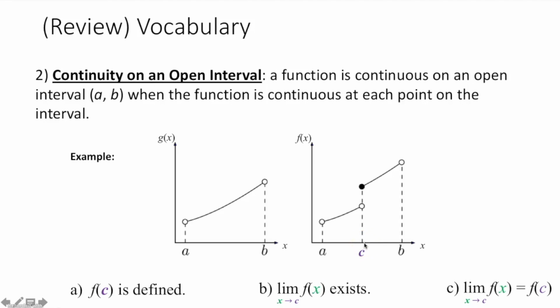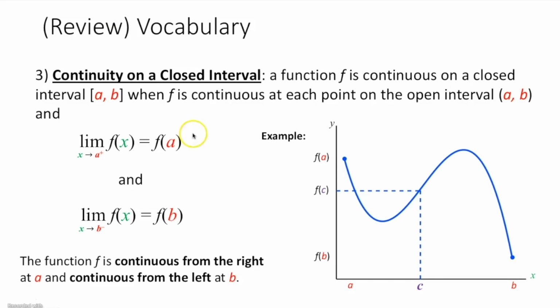Here, we see that f of c is defined, so that checks out. The limit as x approaches c of our function f of x, however, does not exist because as we approach c from the left and from the right, we're approaching two different y values. So that condition would not be met and this function would not be continuous. However, here for g of x, g of c is defined at every point. The limit as x approaches c of g of x exists for every point on the interval, and the limit as x approaches c of g of x is equal to g of c for every point on this interval as well.